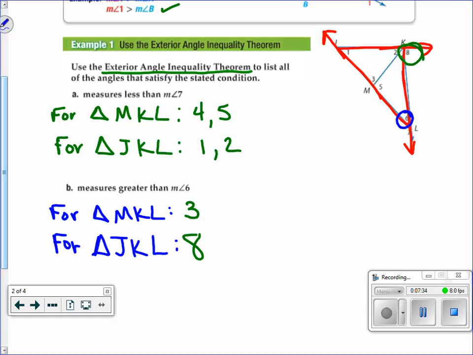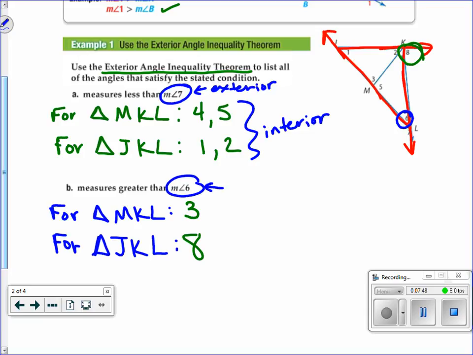So basically, when we're given an exterior angle, our answers will be interior angles. And when we're given an interior angle, our answers will be associated to the exteriors.